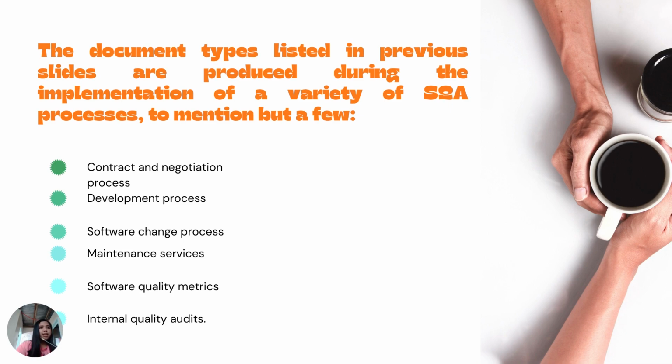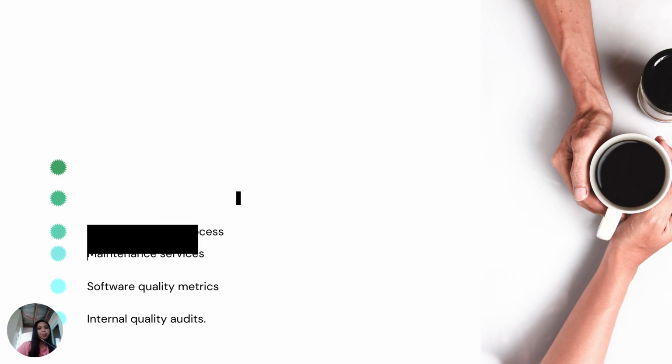So the document types listed in the previous slides are produced during the implementation of a variety of SQA processes. To mention but a few are the contract and negotiation process, the development process, the software change process, the maintenance services, the software quality metrics, and lastly the internal quality audits. Many of the processes listed above are readily recognized as SQA processes, while many of the control documents listed in previous slides are products of those processes. As other chapters of the book deal with the specific processes, they need not be discussed here.